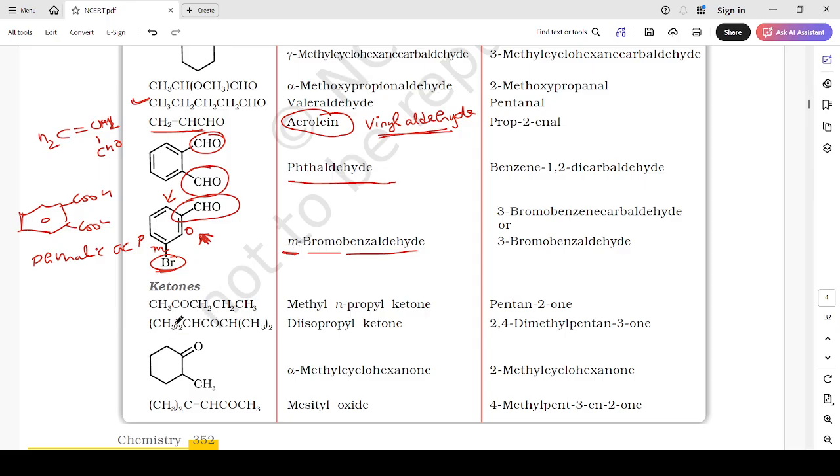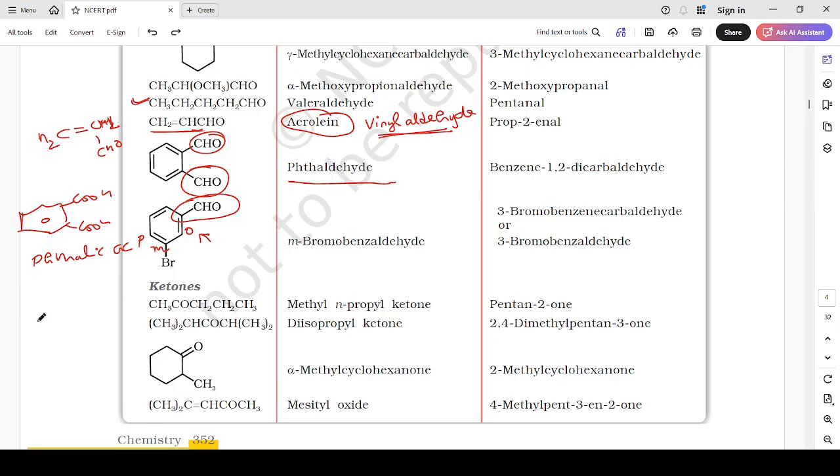Let's go to the next molecule, ketone. 1, 2, 3, 4, 5. 1, 2, 3, 4, 5. Which way should I use? Definitely this way. Why? I am able to give the lowest number to the carbonyl, 2. Correct? Yes, ma'am. But this is not IUPAC. What you are discussing is the common name.